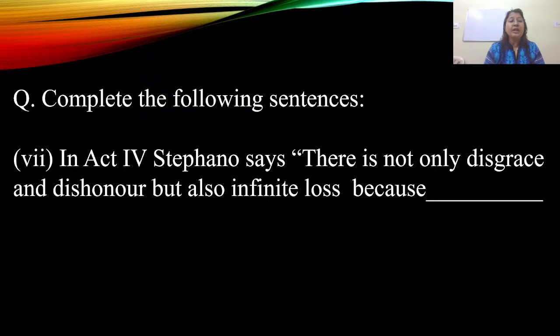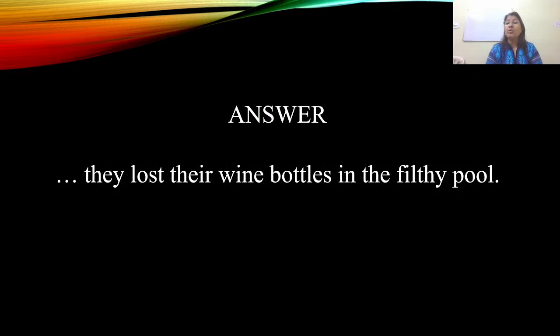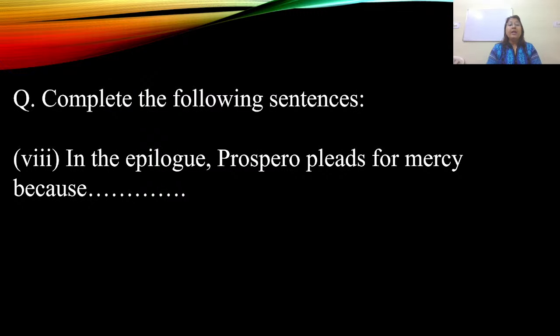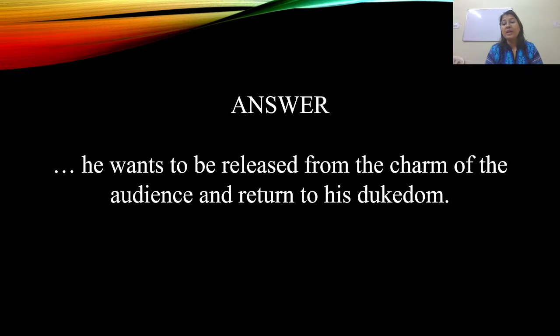Okay, in Act 4, Stefano says, there is not only disgrace and dishonor, but also infinite loss. Because, so why does he say so? Because they lost their wine bottles in the filthy pool. They were drowned in a filthy pool, and their wine bottles were lost there. That's why he says so. He's saying this to Caliban. In the epilogue, Prospero pleads for mercy. Because why does he want mercy? Why does he ask for mercy? Because he wants to be released from the charm of the audience and return to his dukedom. Okay, that is the reason.